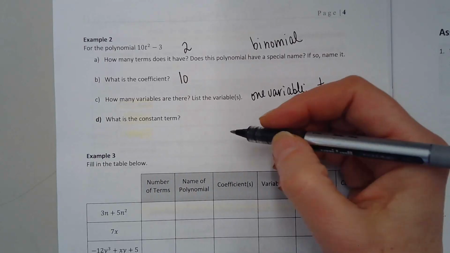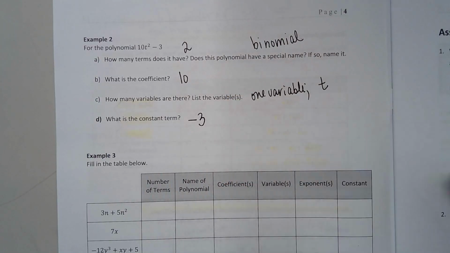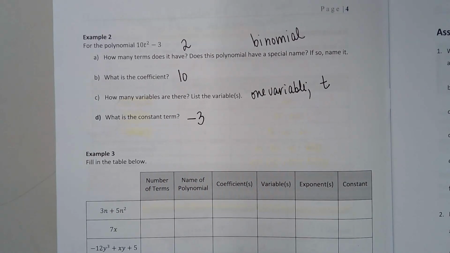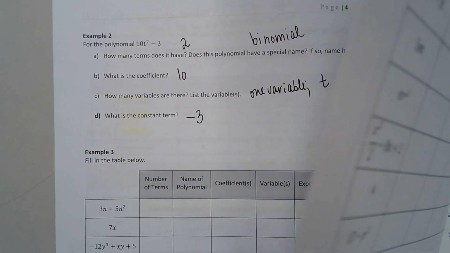What is the constant term? -3, okay? All right. Two more little examples to do, and then I'm going to give you some time to work on assignment 1.